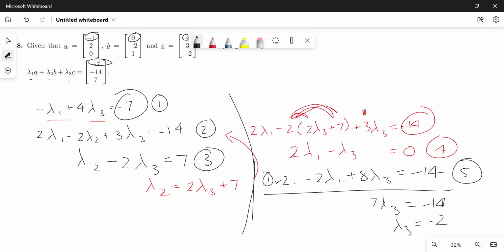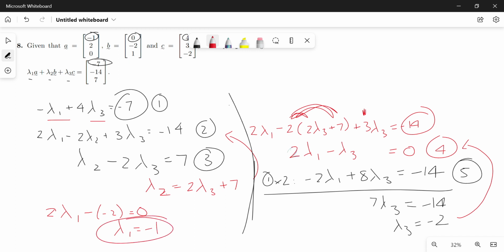Now once you've found one, it's nice and easy to find the others if you work backwards. So we go back to where we came from, we've got lambda 3, and we're subbing it back into one of those. Sorry, this working is bad, that's 2 lambda 1's minus our lambda 3 is equal to 0, so lambda 1 is equal to our -2 divided by 2, so -1.